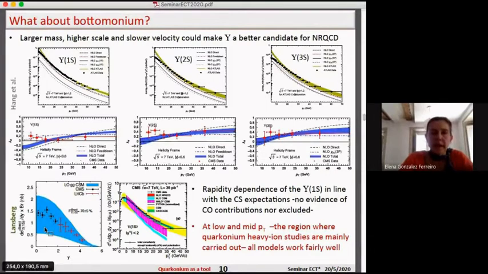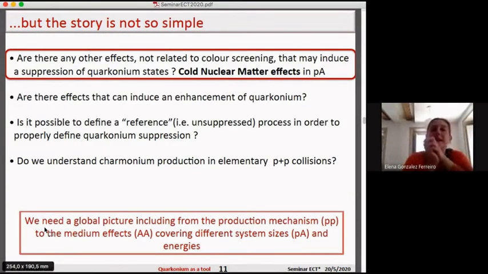Second point, are there any other effects which are not related to color screening, which was the main mechanism invoked in order to explain the suppression of the quarkonia, that can also produce a suppression? In fact, in order to study those effects, proton-nucleus collisions were proposed, because in those kinds of collisions, it was considered that the quark gluon plasma could not be produced, since the temperatures and the densities are not high enough. That is the initial idea.